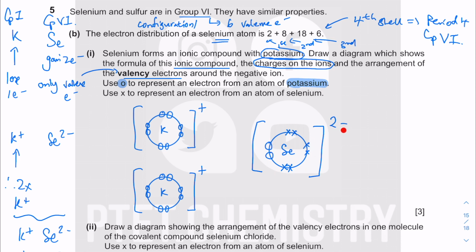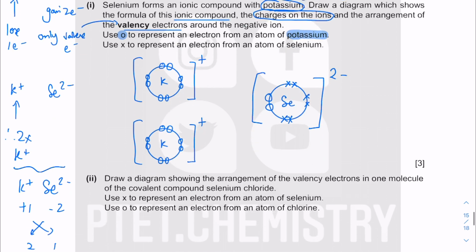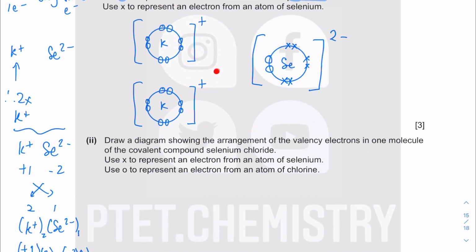Now I'm an ion. Either this, or you show specifically, you draw 2 times this and 1 of these, but you have to follow the instruction: cross for the selenium, dot for the potassium, show the charges and show the correct multiples, in order to get balanced charges, with the ionic compound having no charge, for that 3 marks there.